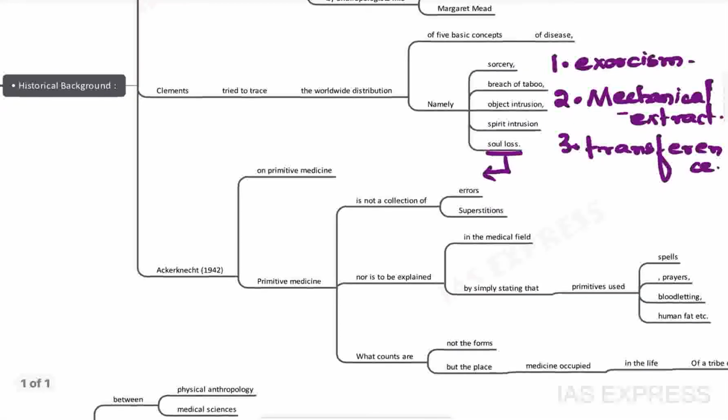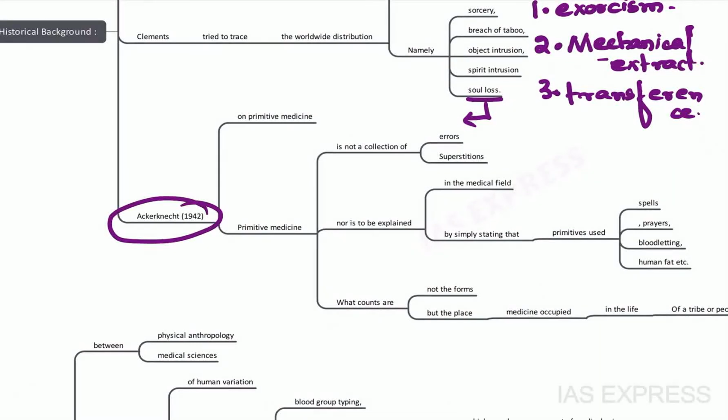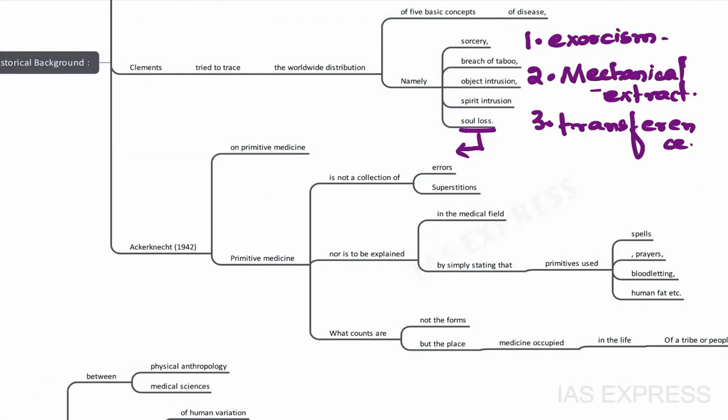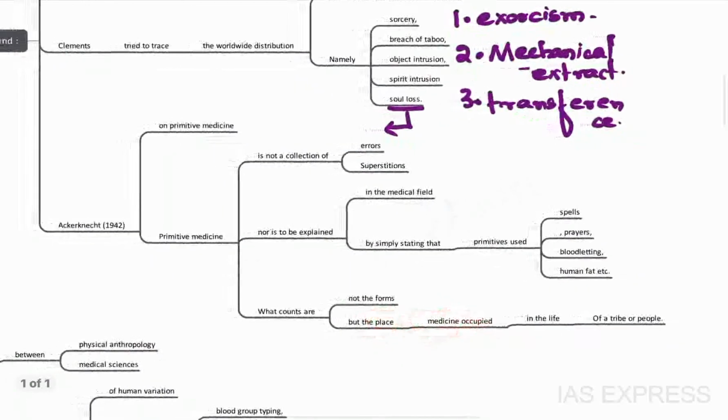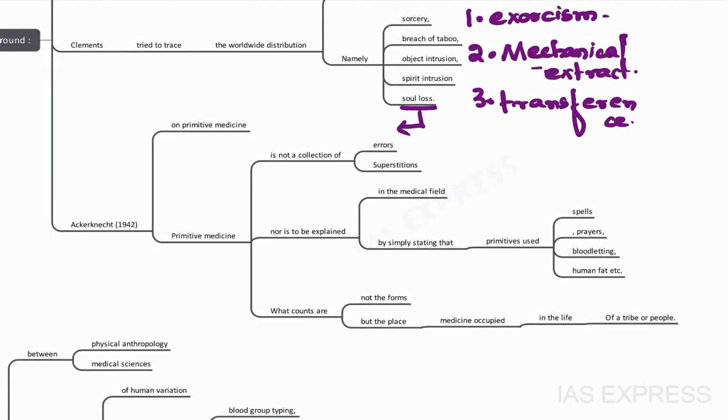Now we will come to the next thing. What Ackerknecht did is that in 1942, he mentioned on primitive medicine that it is not a collection of errors or superstitions. He believed that it cannot be explained in the medical field by simply stating that the primitives used spells, prayers, or bloodletting or human fat, etc. It is not about the forms in which they named or categorized the diseases, or diagnosed or treated them. It is essentially about the place the medicine occupied in the life of the tribals, the high regard with which that medicine was treated by the tribals.